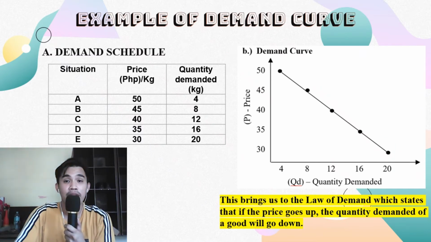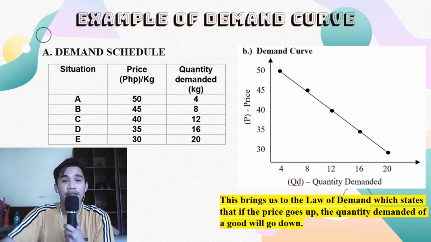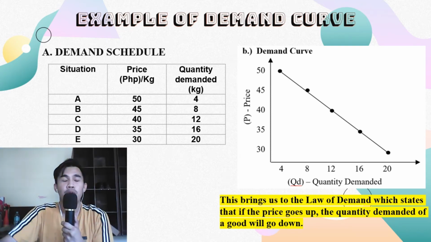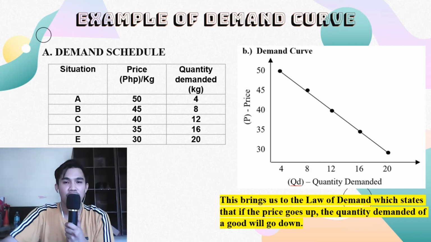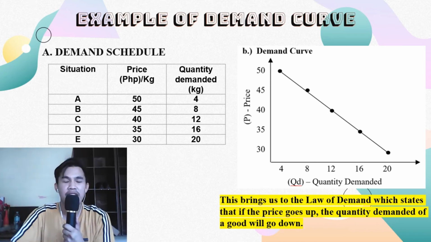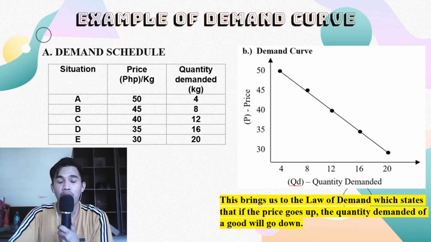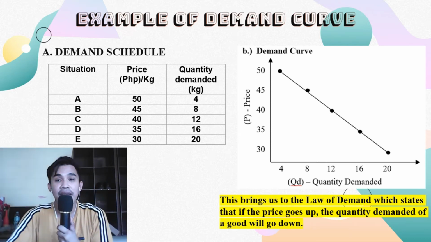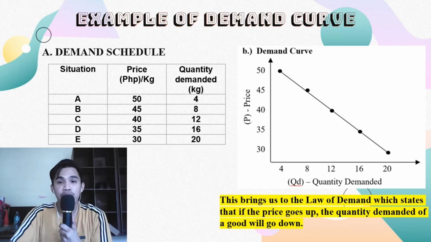And then you are going to set the coordinates. So for example, for situation A, we have 4 and 50. So plot that on the plane, or on your graph. Then after you plot those points, or the coordinates that you have for every situation, you are going to connect them using a line. So as you can see, we formed a slanting line, and it slopes downward from left to right.